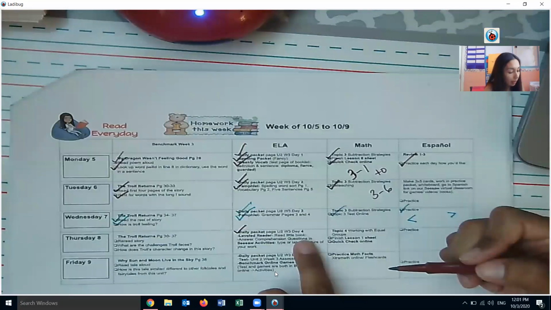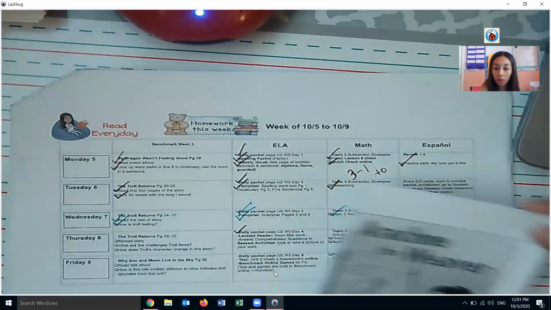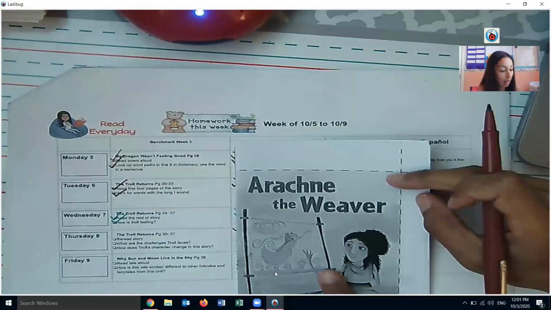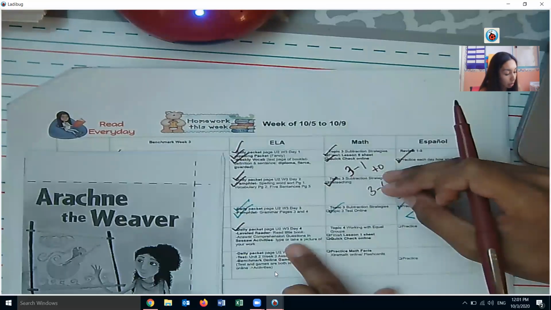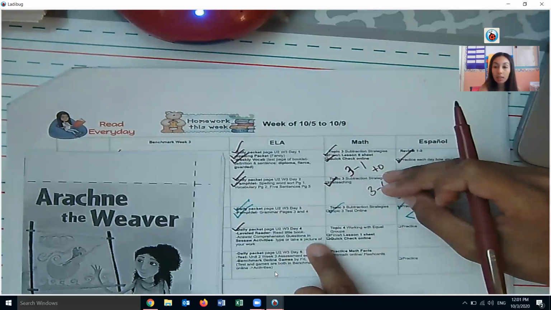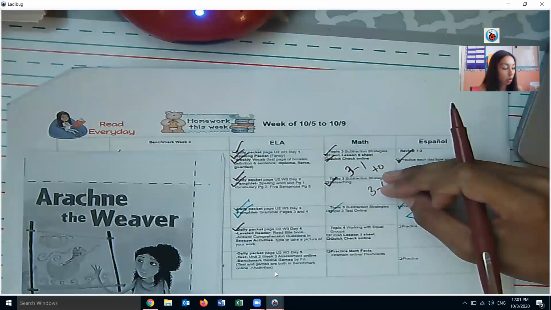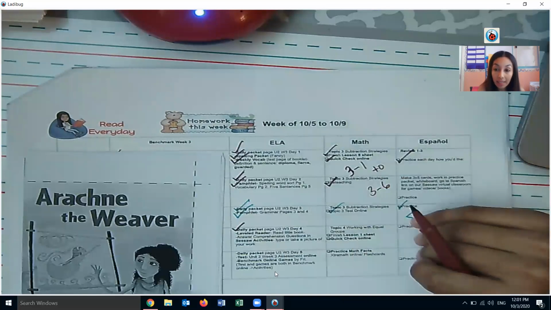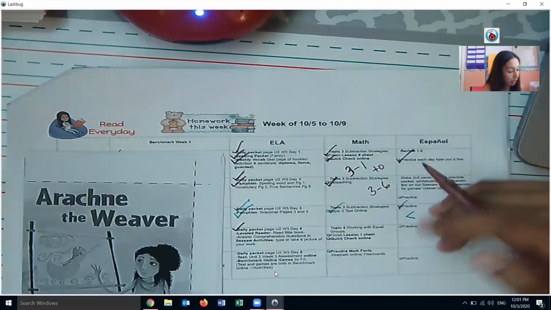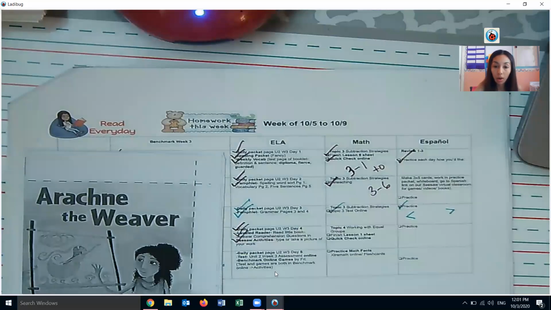The next thing is a leveled reader. So you're going to read Arachne the Weaver, or you can go into benchmark assignments and have it read to you. And you're going to answer the comprehension questions. These questions will be in Seesaw. So if you go to Seesaw, click on activities, you'll want to type your answers. Make sure that if the question is asking for text evidence, that you write down what page you found your answer on. So that is a leveled reader Seesaw activity. That's something you'll do on your own.